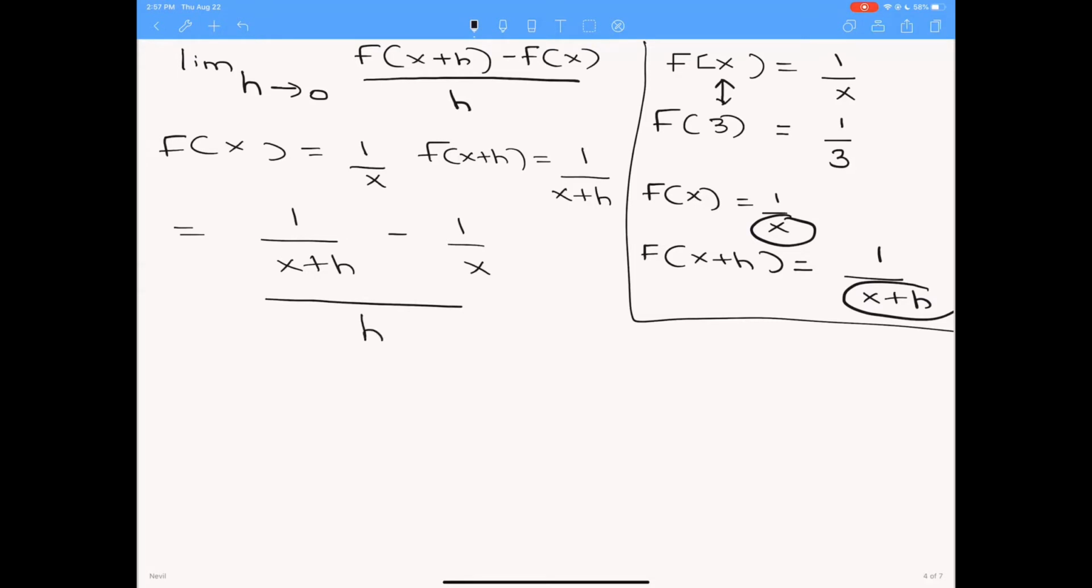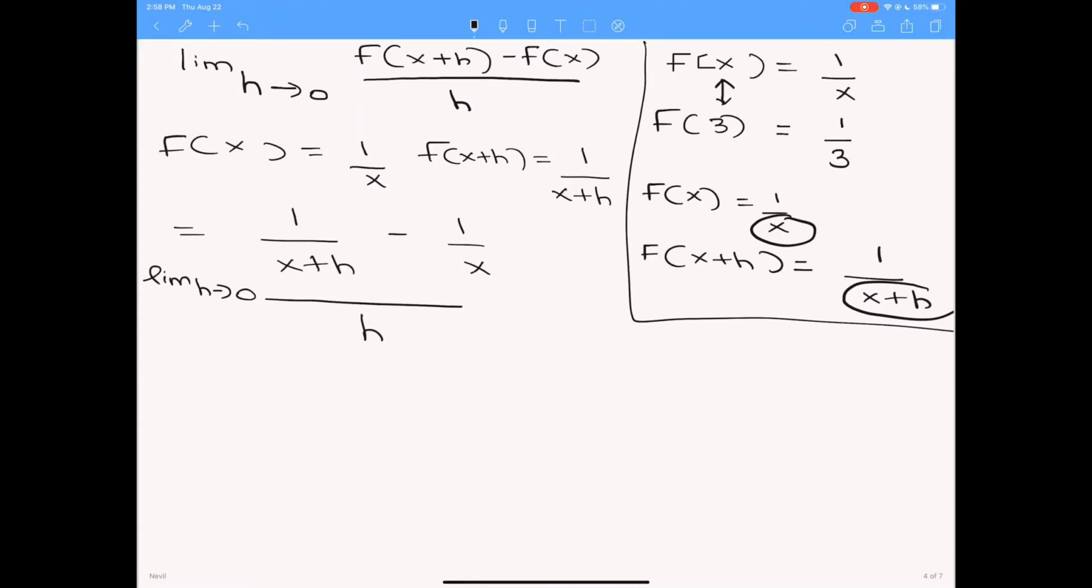All right. And my limit still is there, limit h tends to 0. But for now, I'm just going to keep that to the side, and I'm going to be concentrating on 1 over x plus h minus 1 over x, divided by h. So let's go on to the algebra part on the numerator. The way you do this is you're going to find the least common denominator between the fractions 1 over x plus h and 1 over x.